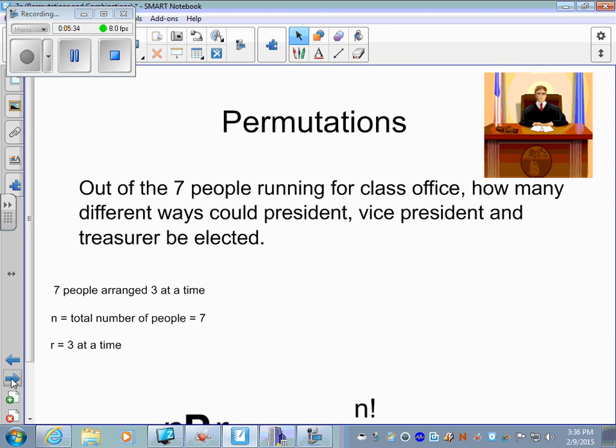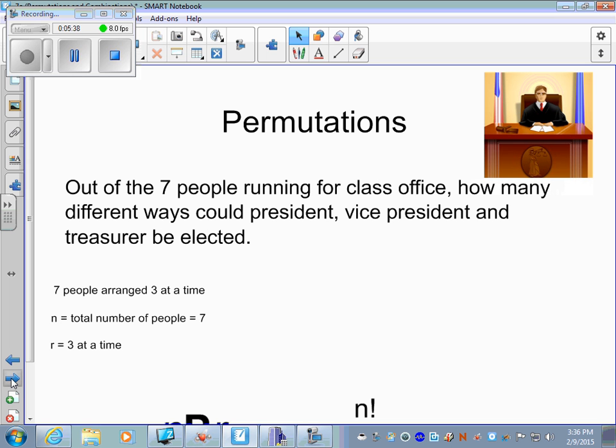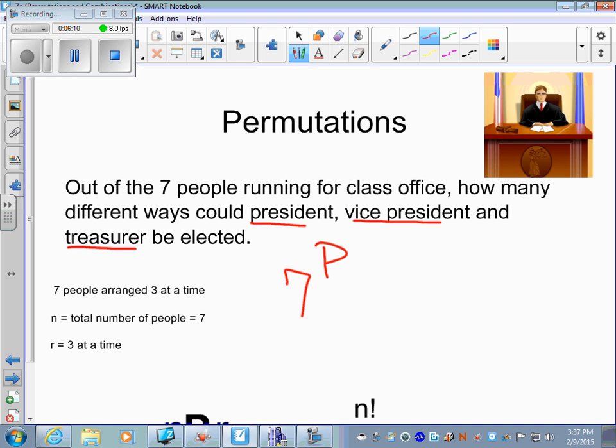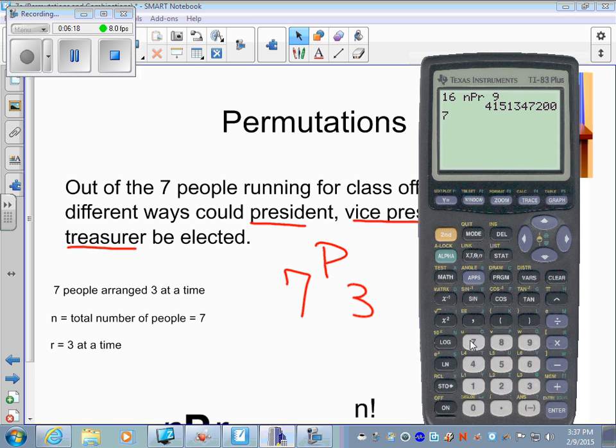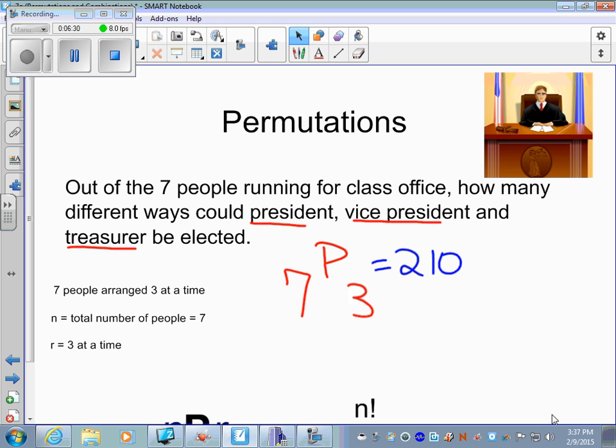Another permutation, this one's a big one, one I see quite often. Out of 7 people running for class office, how many different ways could president, vice president, and treasurer be elected? This is saying the biggest vote getter becomes president, the second highest vote getter is vice president, and the third one is treasurer. There are 7 people total, and it matters if you're president or vice president, so that's a permutation. We're only choosing 3 different positions. So 7, choosing 3. On the calculator, we do 7, math, probability, and we're choosing 3 of them. There are only 210 different outcomes for this.